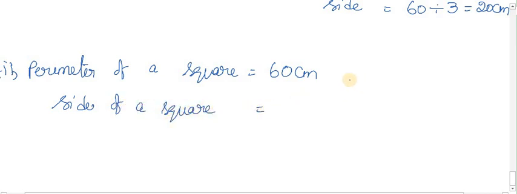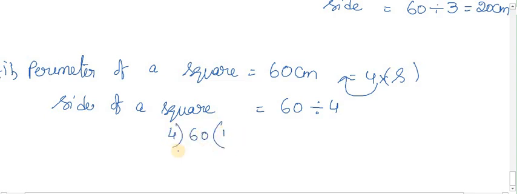So first of all, what is the formula for finding the perimeter of a square? 4 into side. So 4 into some number will give you 60, right? It is in multiplication, it will go to the opposite side, it will become division. 60 divided by 4. Now we will do division. 4 ones are 4. 6 minus 4 is 2. 0 will come down. 4 5s are 20. So my side is 15 centimeters.